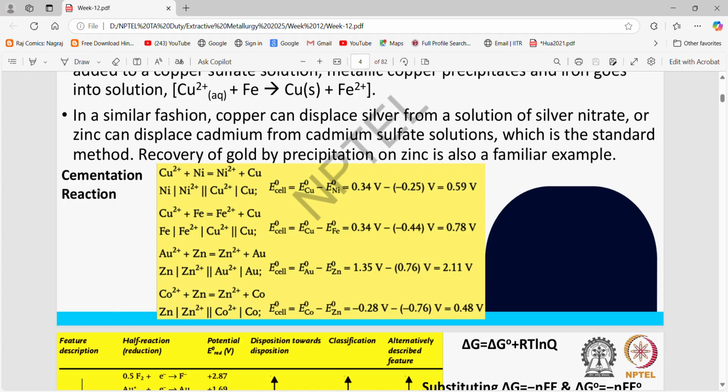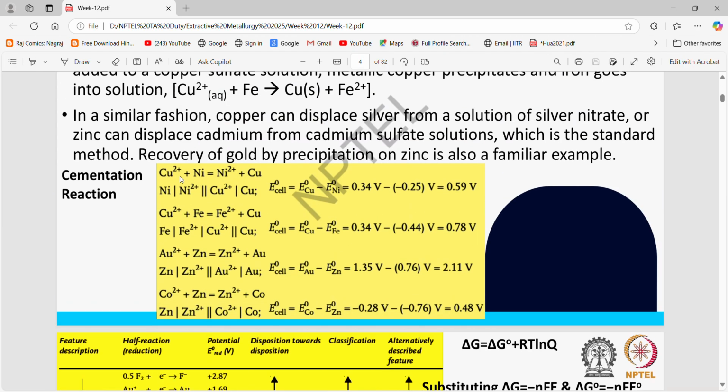So this type of reaction, or we can say this type of process, is generally known as the cementation reaction, because what we are trying to do is recover the metallic ions present inside any solution in the form of metal powder.